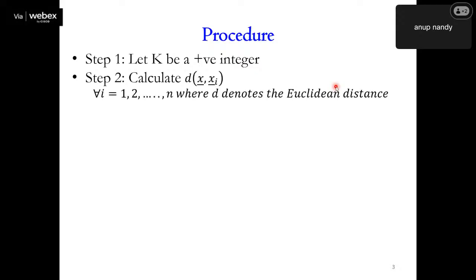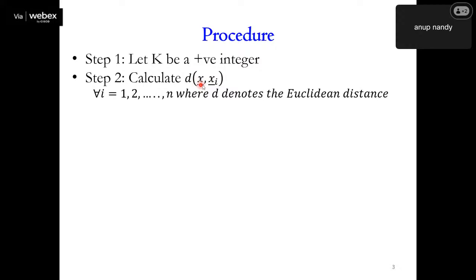Step two is to calculate the distance d between x and xi, for i equal to 1 to n, where d denotes the Euclidean distance. So x is unknown, and you need to calculate this distance, called the Euclidean distance, between x and all the points.